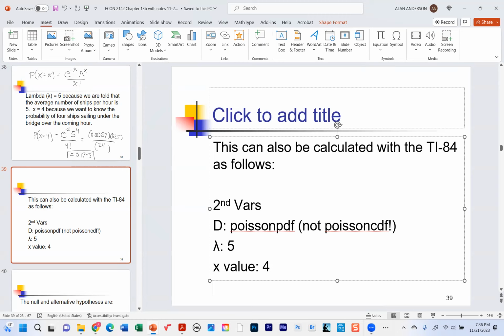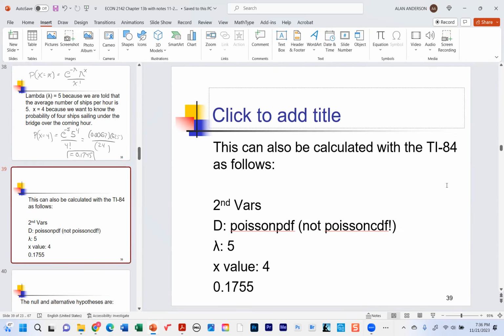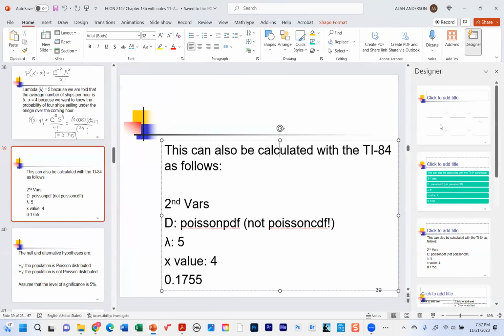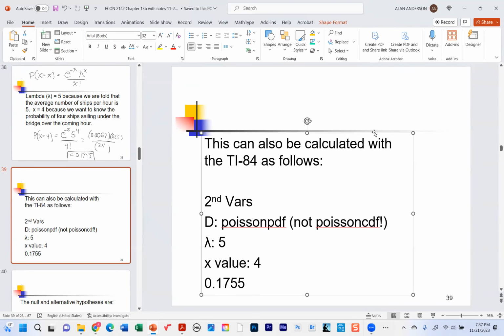0.1755. Now, that's slightly different because of rounding. It's the only reason they're not identical to each other. Here, e to the minus fifth is not exactly 0.0067. That got rounded. But other than that, they're the same. So you see, this has been here all that time, whether you knew it or not. So that's going to help us now because we have to calculate several Poisson probabilities.